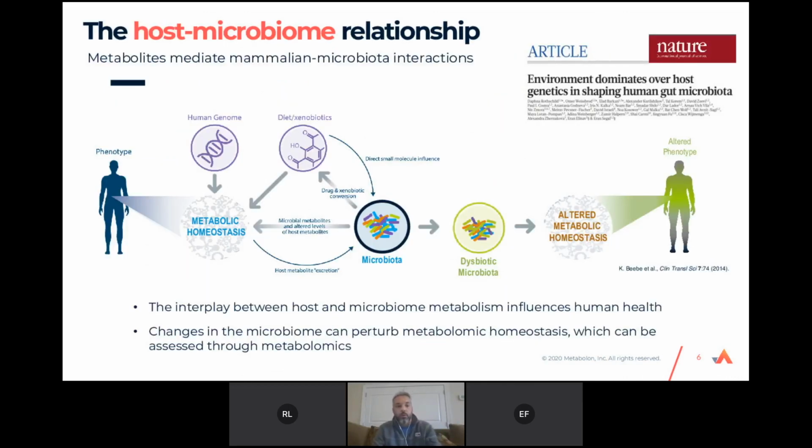So a little bit about the host microbiome relationship. Metabolites obviously are the cornerstone of this relationship. I mentioned before, the bugs in your gut or on your skin or wherever it is, they literally consume metabolites and they excrete metabolites. So not doing metabolomics is really a disservice to your microbiome research.